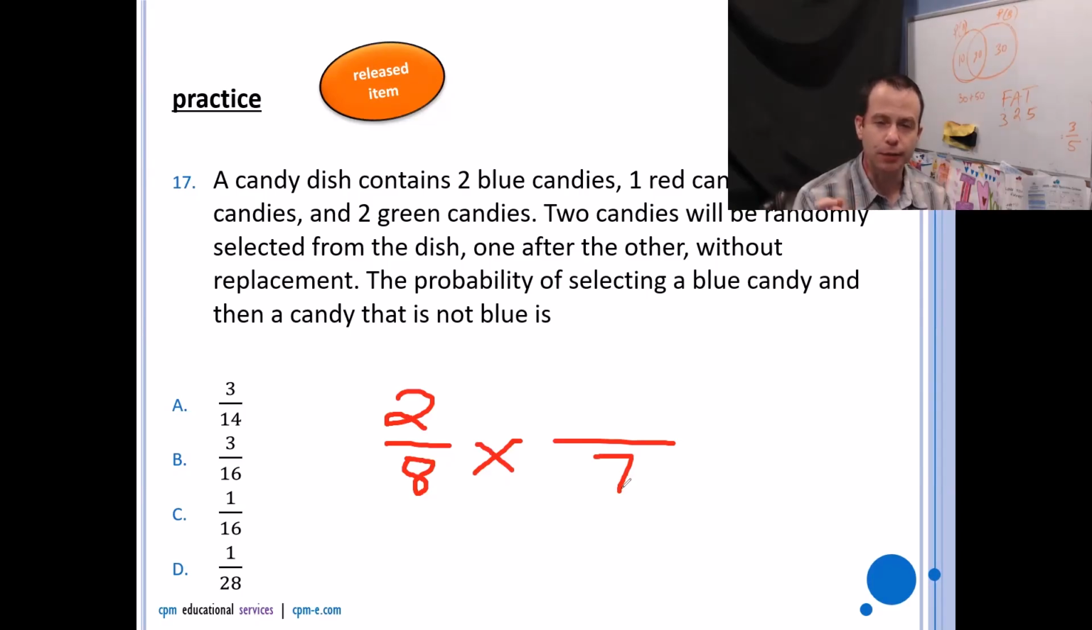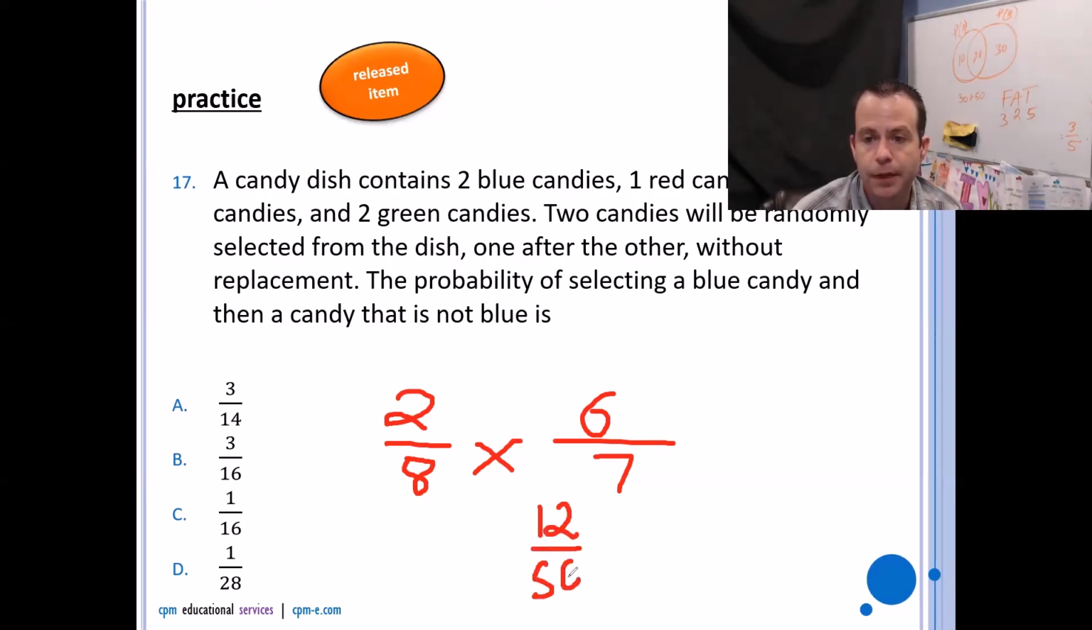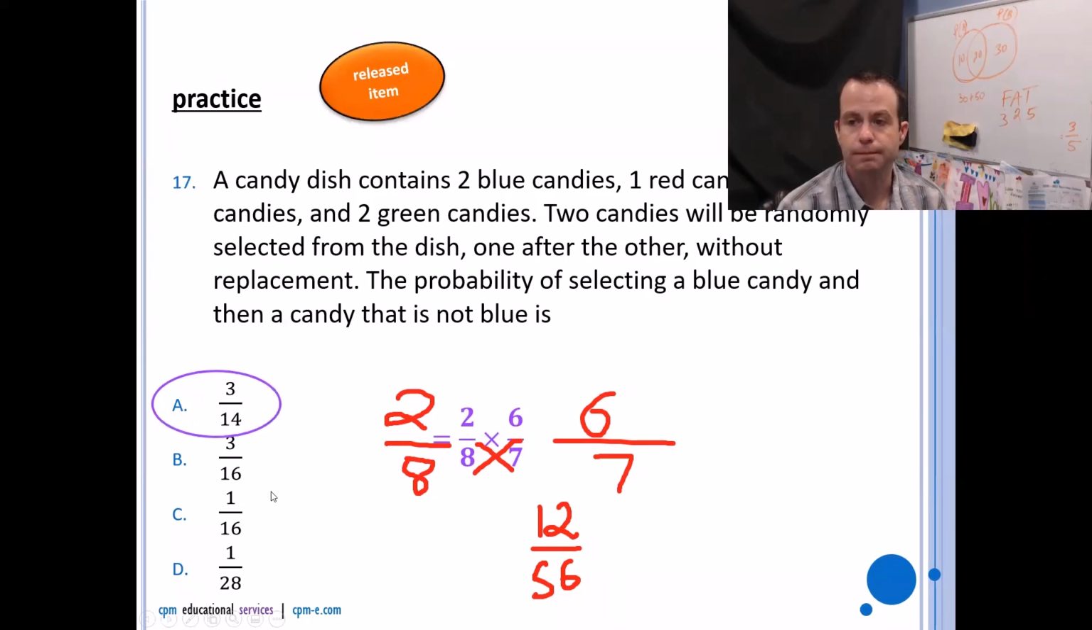Now, it's a not blue candy. How many not blue candies do I have? Well, I should have 6 not blue candies at the moment, right? Because the first one I took out assumes that I took out a blue. Okay, so I still have 1 and 3 and 2 that are not blue. So that's where I'm getting the 6. Okay, so multiply that together, I get 12 over 56. And then I just have to reduce that. Okay, 12 over 56 reduces to 3 over 14.